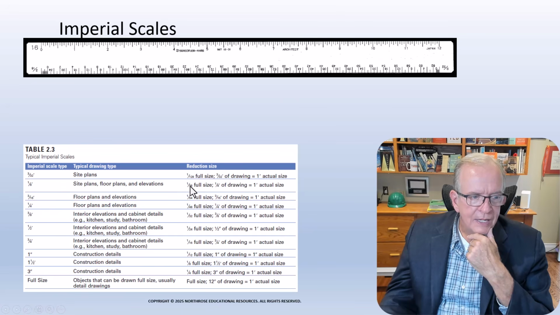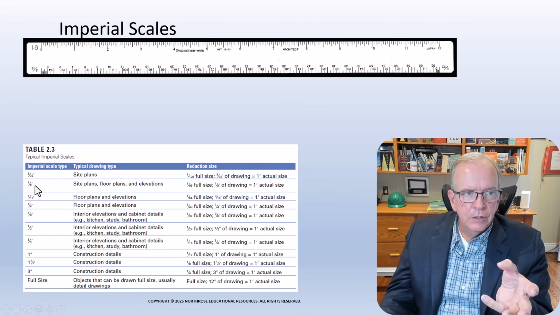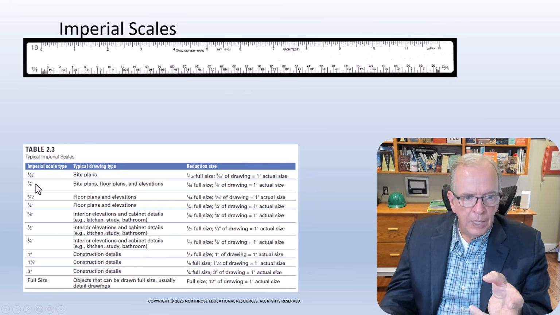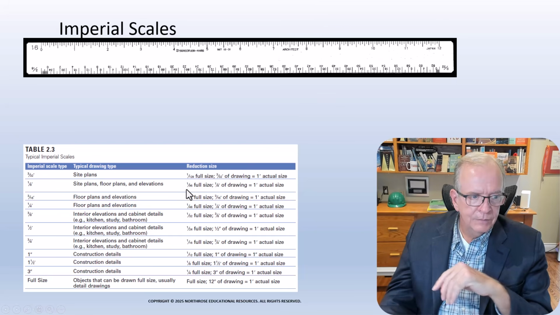1/8 is 1/96. How do I know 1/8 is 1/96? Well, how many eighths are there in an inch? 8. How many inches are in a foot? 12. 8 times 12? 96. So it's 1/96 full size. That's how you get that, right?